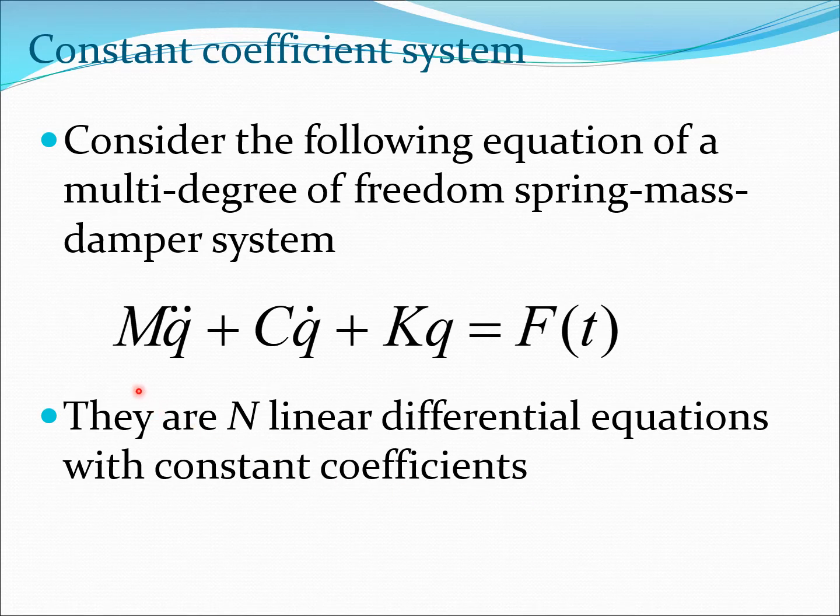So let's say you have many degrees of freedom. In that case, your system would look something like this. You would have a mass, stiffness, and damping matrix, and you would also have a force vector. So essentially, this is the general equation for a multi-degree of freedom spring mass damper system. There are n linear differential equations with constant coefficients. So constant coefficients means that M, C, and K contain only numbers. They do not contain any functions of time. They do not contain any functions of psi.